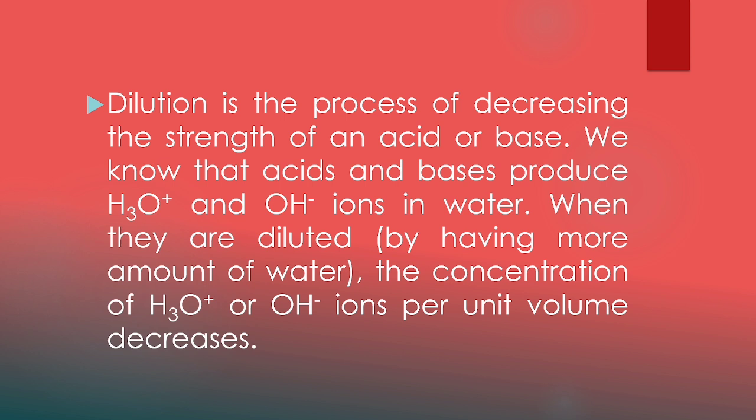Now this is another important question for you, the process of dilution. Dilution is a process of decreasing the strength of an acid, or we can do dilution for a base also. We know that acids are acidic in nature because of H3O+ ions, whereas bases have their property because of OH-. We will come to that later. Once they are diluted, what happens? That is, more water is added. As a result, the concentration of H3O+ or hydronium ions per unit volume will decrease.